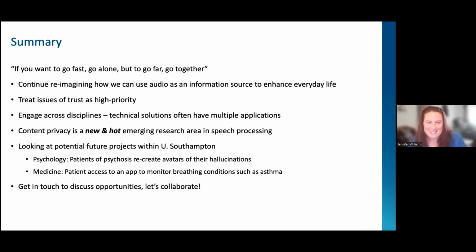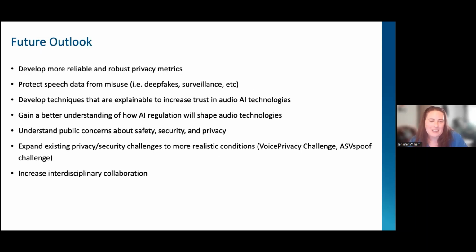I'm open to collaborations. My future outlook is to develop more reliable and robust privacy metrics. So what's currently happening in the Voice Privacy Challenge, I think, is not enough. We need to do a lot more work in this area, and also protect speech data from misuse. And this is more urgent. So deepfakes and surveillance, how can we protect the speech data from all the different ways that it can be spread to protect individuals and their rights, and developing techniques that are explainable to increase trust in the audio AI technologies.